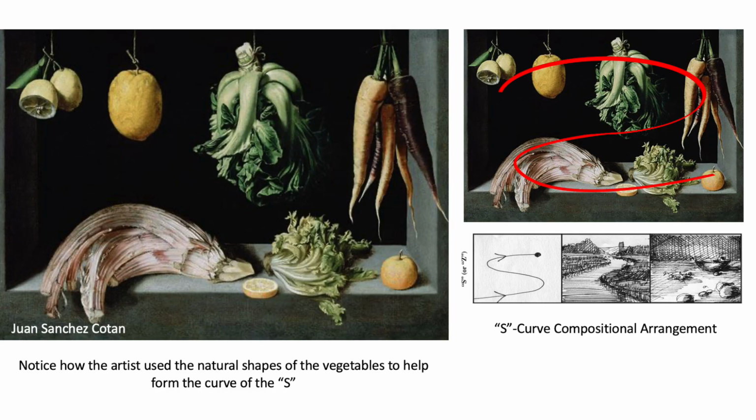The S or compound curve composition is typically suggested by a line or edge rather than mass. For example, think of a river or a road. It can also be seen when general curve suggestion is formed in both positive and negative spaces, anywhere in the composition. If a point of interest exists, it should be placed in or near the converging end of the main lines. Notice how the artist used the natural shapes of vegetables to help form the S curve here.